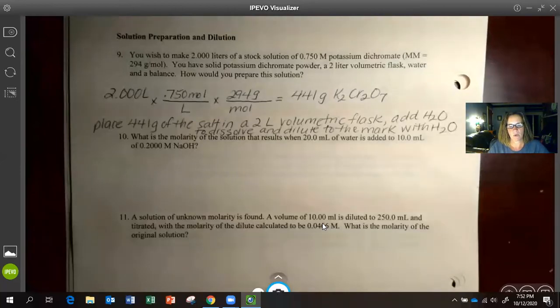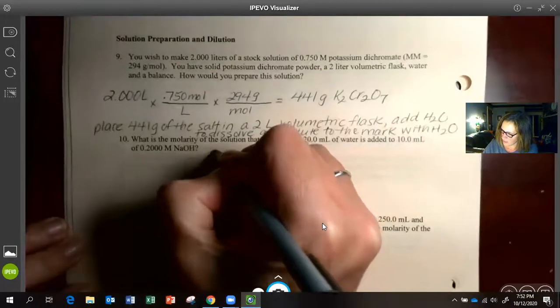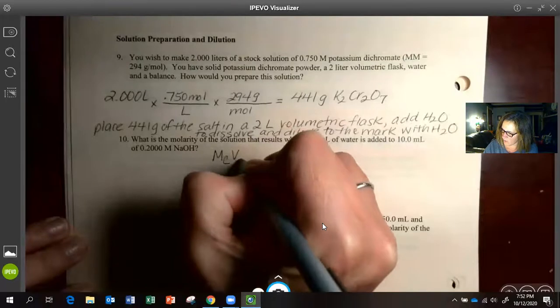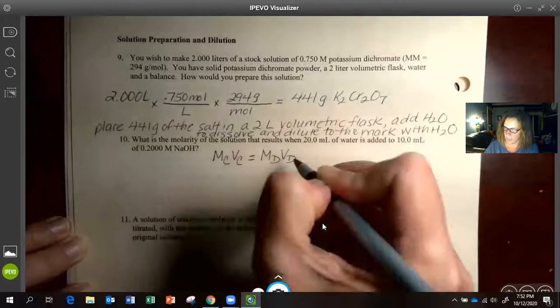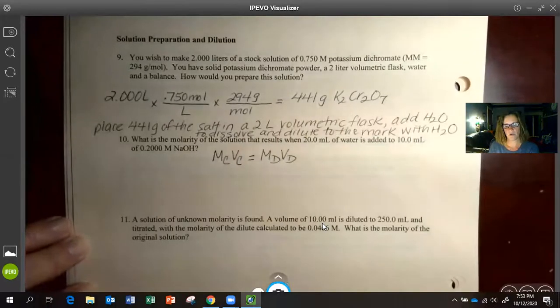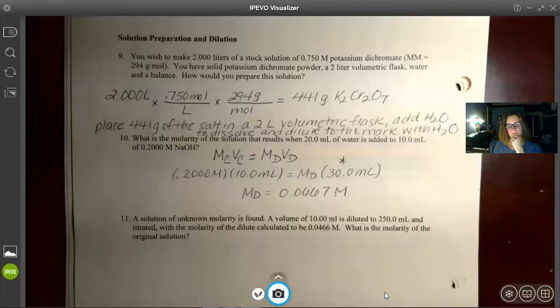So in the next problem, we're going to take that stock solution and make a dilution. And we have a very simple formula to work with when we're diluting solutions. And that is molarity of the concentrated times volume of the concentrated equals molarity of the dilute times volume of the dilute. And so when you're reading through any particular question, all you have to make sure is that you're substituting appropriately into this formula. So go ahead and set up that problem and then check your work with me once you're done.